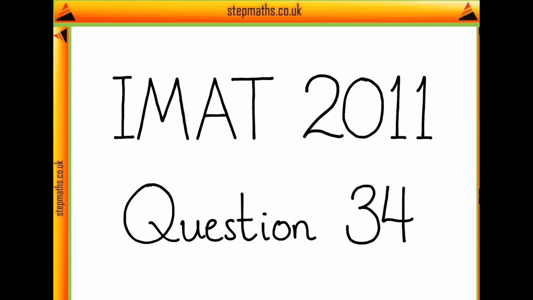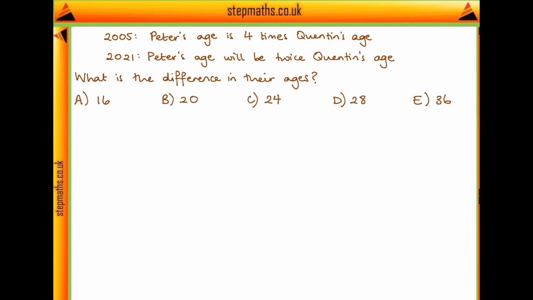Hi, I'm about to go through question 34 of IMAT 2011, and here we're told that in 2005, Peter's age is 4 times that of his son Quentin's, and in 2021, Peter's age will be twice Quentin's age, and we want to know the difference in their ages.